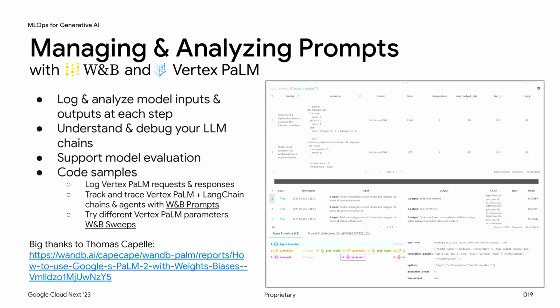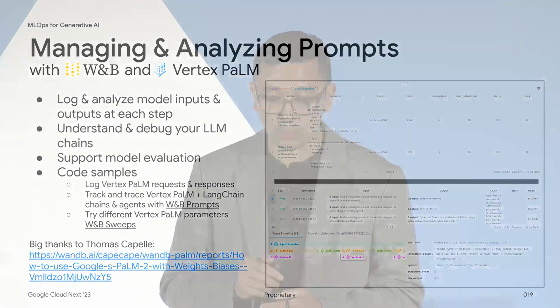Pairing Weights and Biases, which is really known over the last few years for their experiment tracking and artifact tracking capabilities, we're able to log and analyze the inputs and parameters of Vertex Palm prompts. You're able to better understand and debug your LLMs as it goes through the different inputs and outputs, and this is a really great way to support evaluation workflows. I want to give a big shout out to Thomas from the Weights and Biases team. He published a report yesterday for us that is available live today on that link. You can probably Google Weights and Biases Vertex Palm. That walks you through a lot of examples.